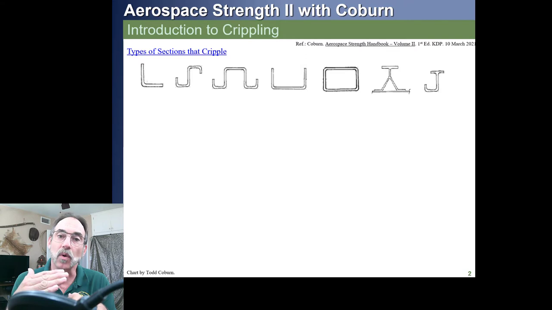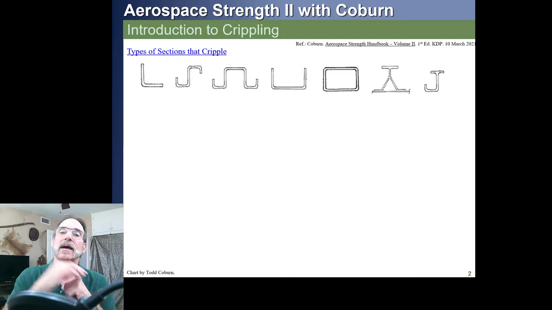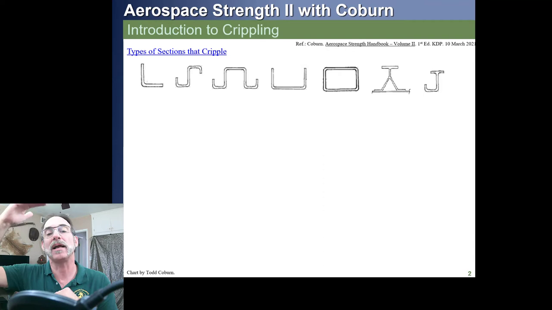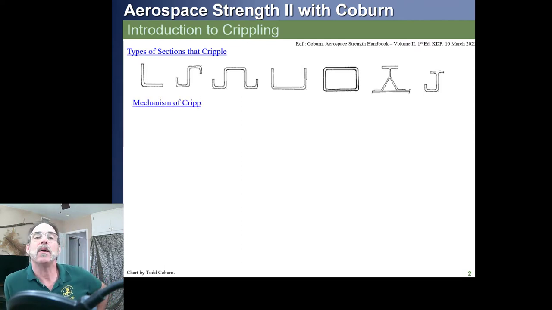If they're short or medium length, they will tend to cripple as these flanges wave out of the way under the action of the compressive forces. If the sample is relatively long, then Euler buckling will be dominant. And if it's somewhere in between, then the Euler buckling allowable will be affected by the crippling allowable. We'll learn how to do that in a few lectures. So today we're looking at crippling, and what kinds of things make these cripple.